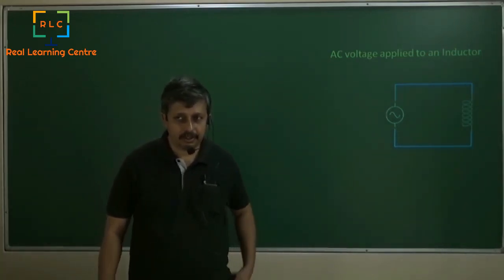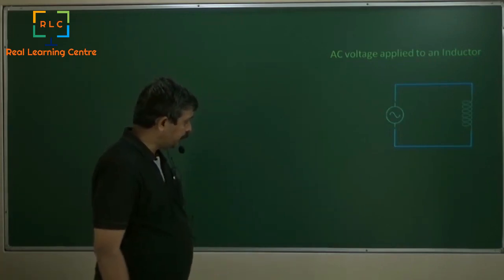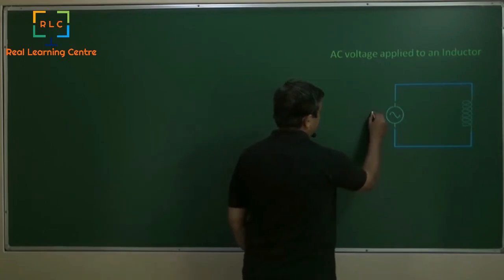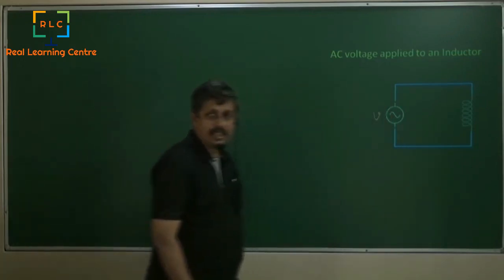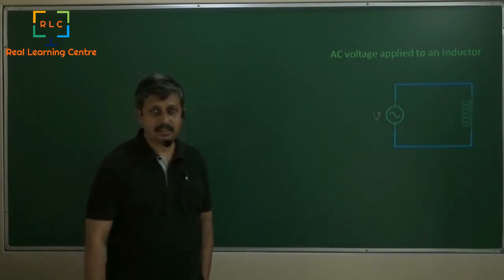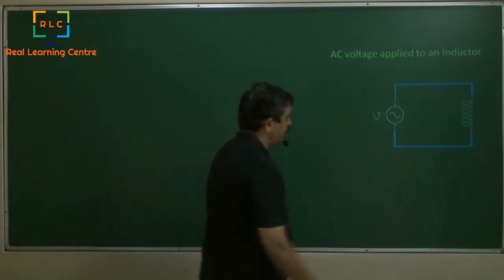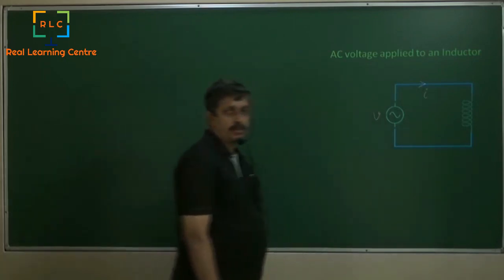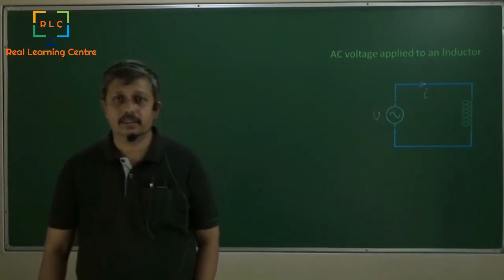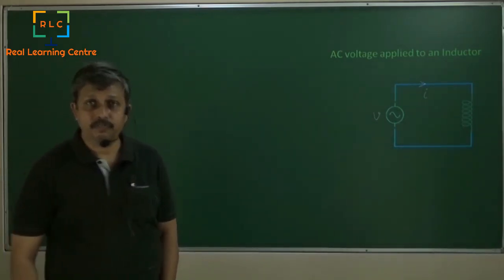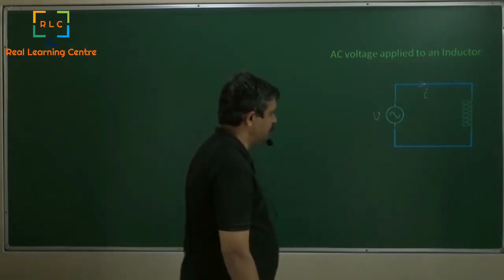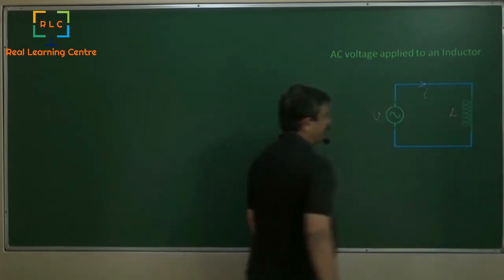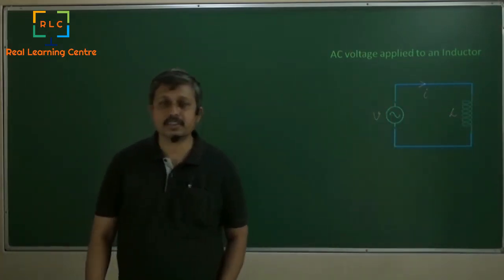So here is an inductor. We will say that it has some voltage V, which is V of t, in the sense that it is a function of time, and the current that flows through here is I of t. Lowercase letters are variables. And this inductor has an inductance, let us say L, so it's a self inductance.